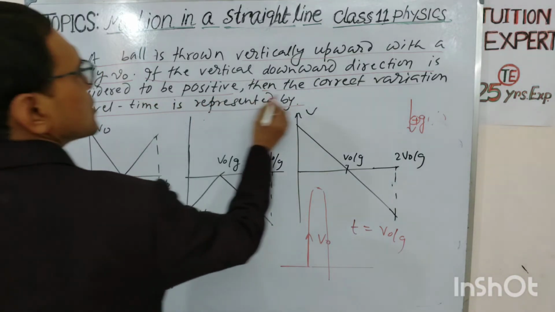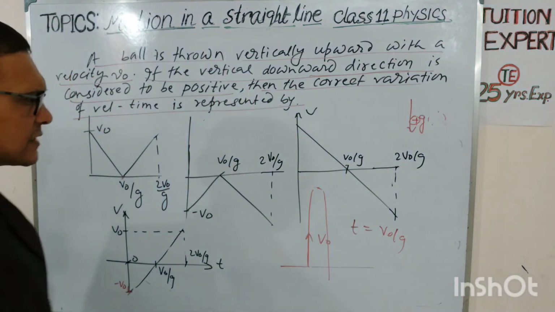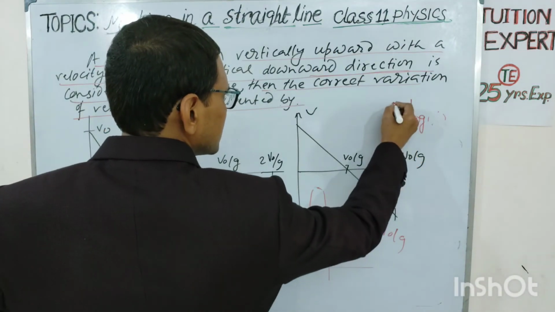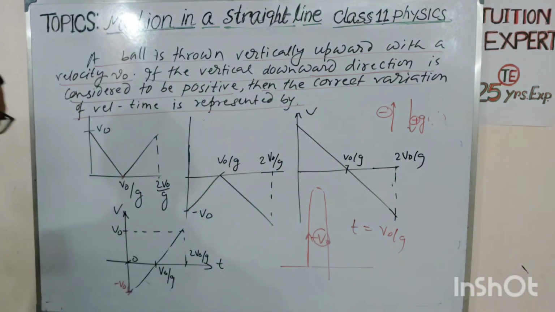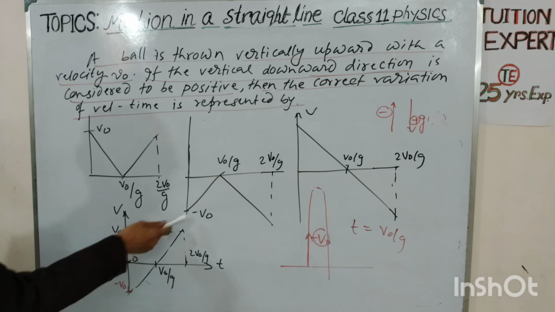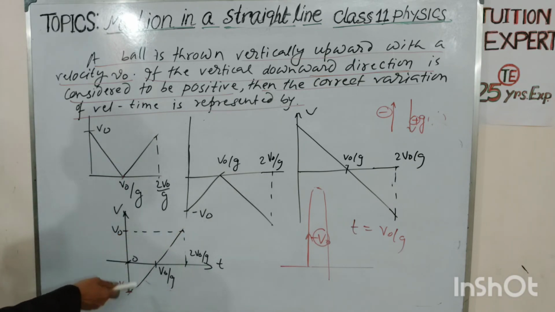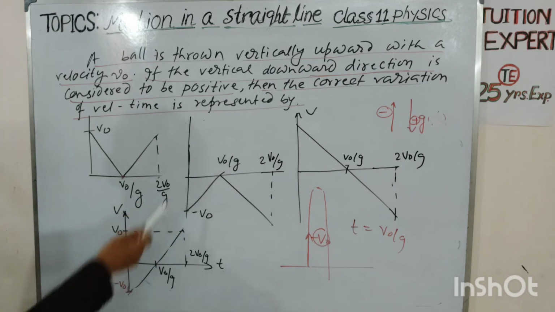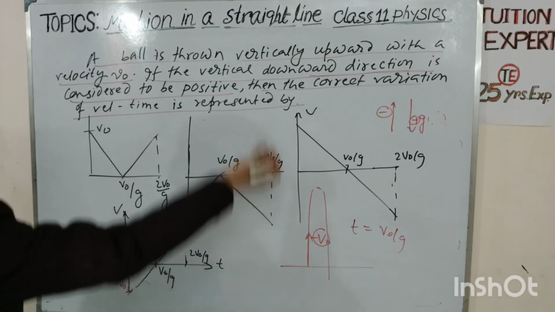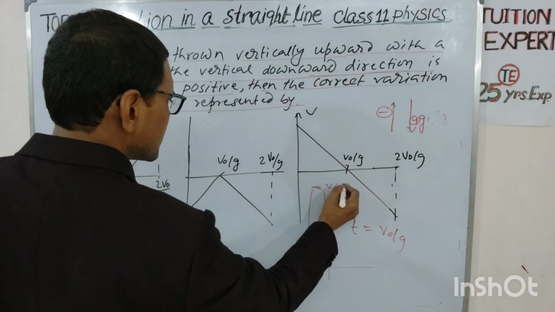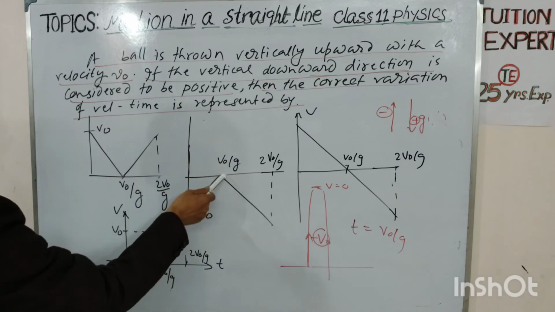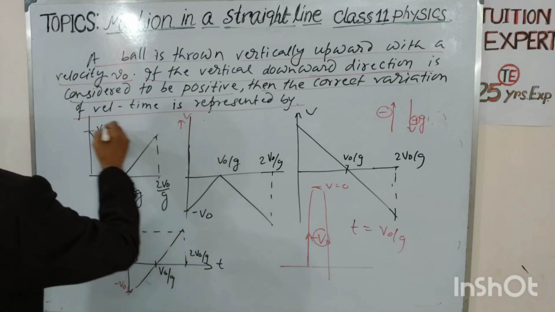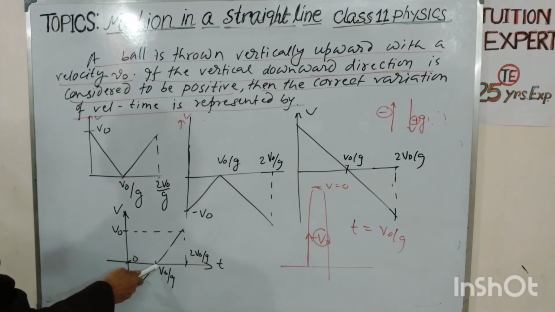If we consider the vertical downward direction to be positive, then this upward direction is negative. So at t equal to 0, velocity is negative. Here two options have velocity negative at t equal to 0. Now the body is projected upward, so at this point velocity becomes 0. So this becomes velocity 0, and this becomes velocity 0.